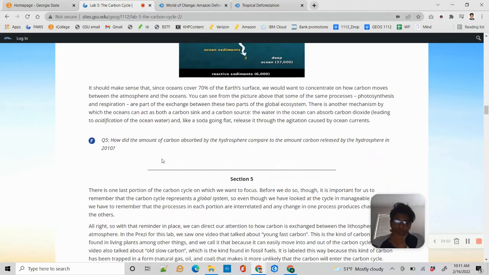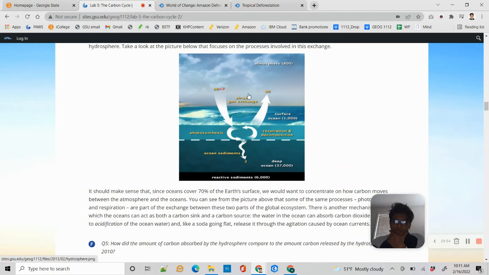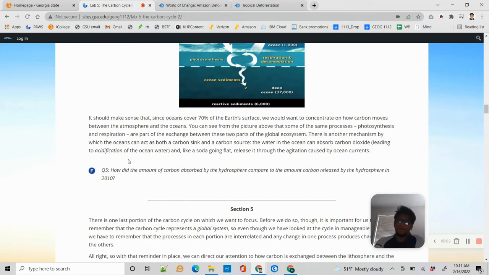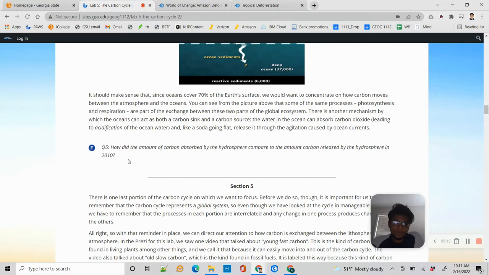Section 4, how did the amount of carbon absorbed by the hydrosphere compare to the amount of carbon released by the hydrosphere in 2010? So you can see the amount of carbon absorbed by the ocean is more than it's releasing. So overall, it's actually taking in carbon. You already know that is evidence that the ocean is working as a sink for carbon.